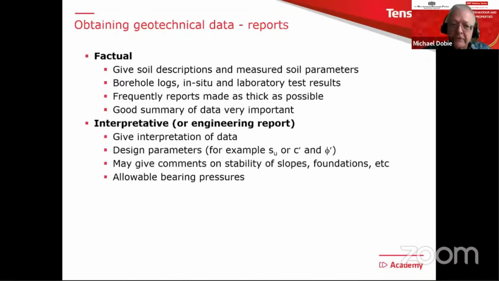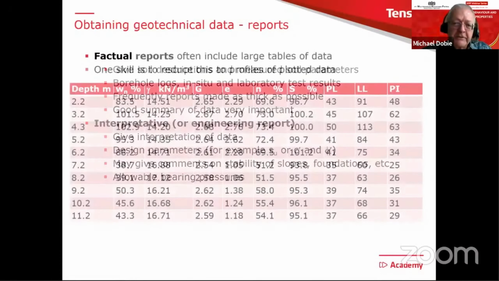The second kind of report is an interpretive or engineering report. And here, what should be happening is that the author takes the factual data and gives you an interpretation of the important parameters, for example, like the undrained shear strength, c' and phi'. They may give comments on stability of slopes and foundations or provide you with allowable bearing pressures.